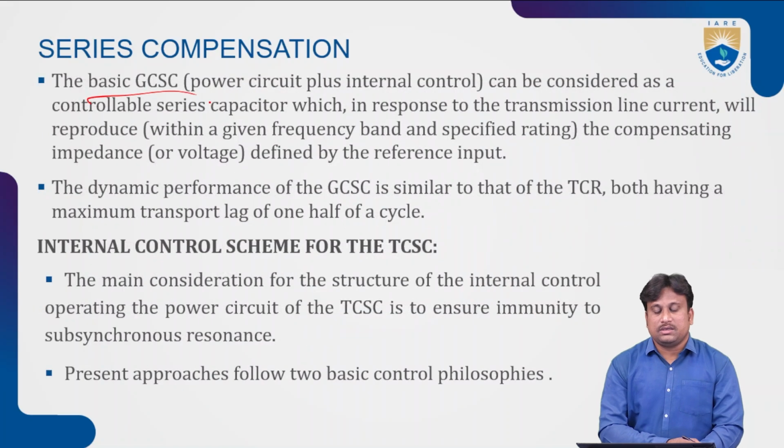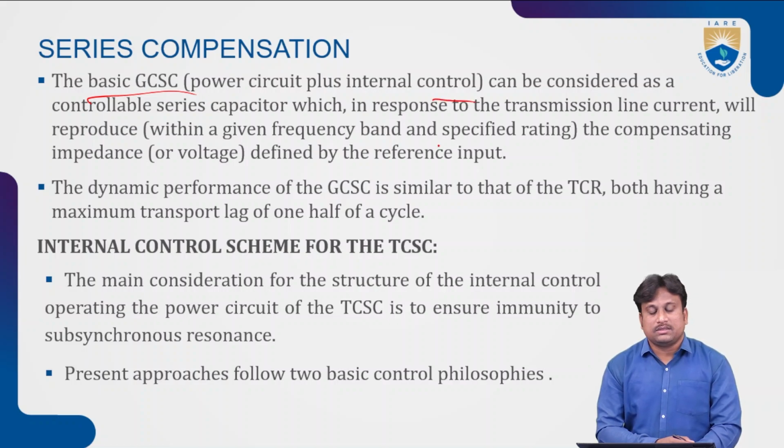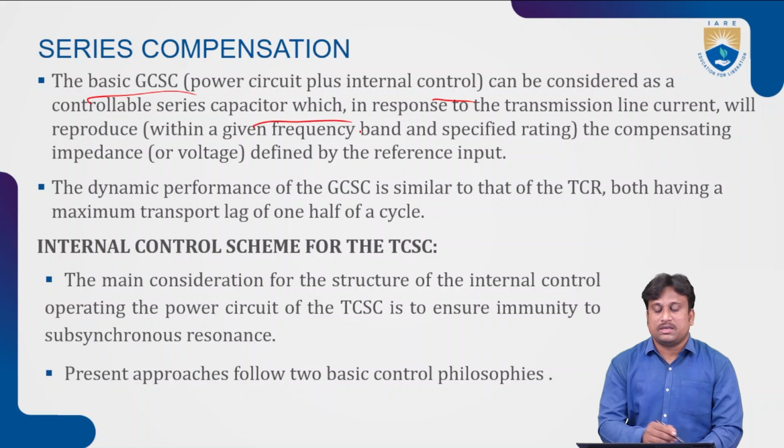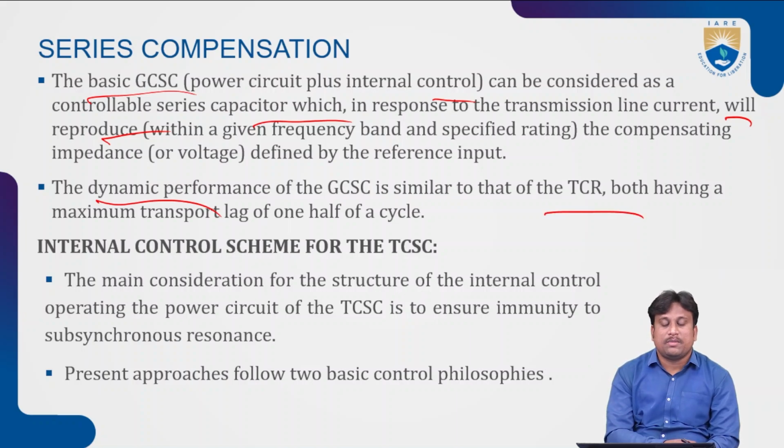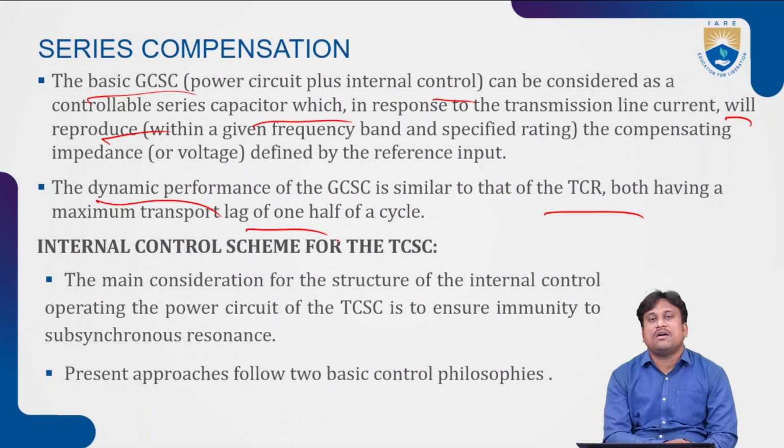So the basic GCSC power circuit has internal control that can be considered as a controllable series capacitor, which is in response to the transmission line current, and which will reproduce the compensating impedance defined by the reference input. The dynamic performance of the GCSC is similar to that of the TCR circuit, in that both have a maximum transport lag of one half cycle.